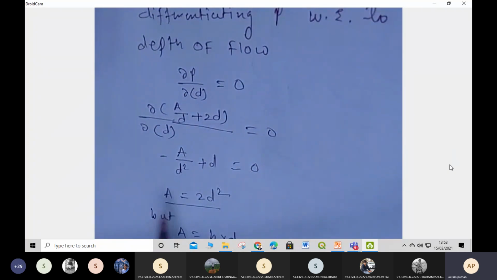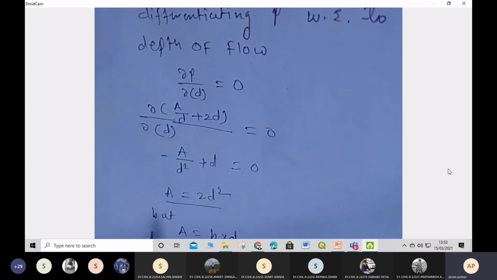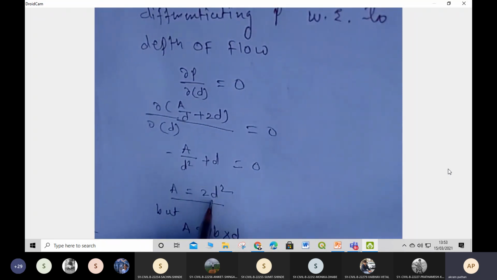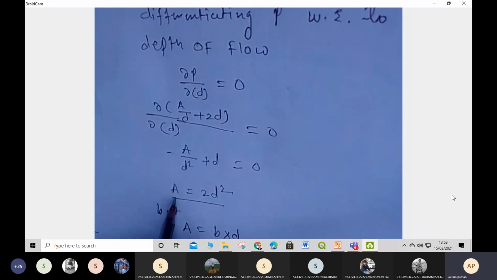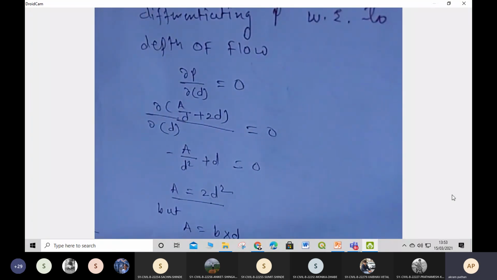After this, I will get A is equal to 2D square from this expression. But what is the area? Area is equal to B into D. So in the above equation I have to substitute the value of area. I will get B into D, which is equal to 2D square. So B is equal to 2D.